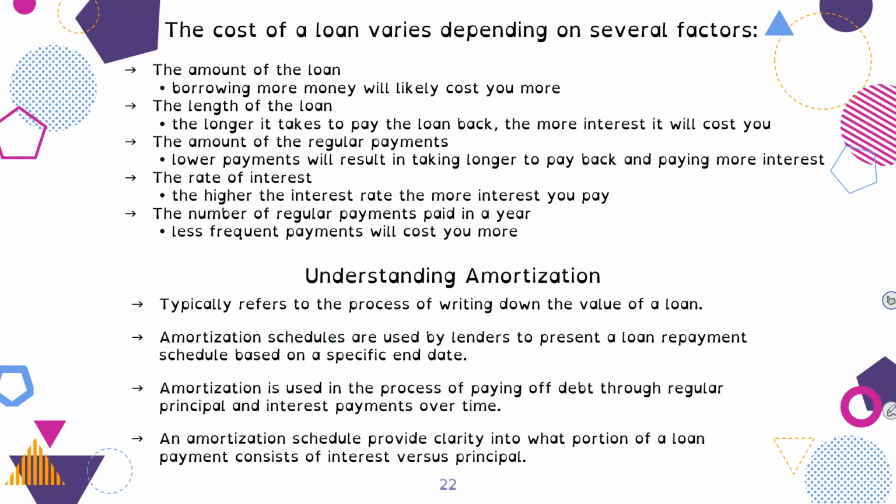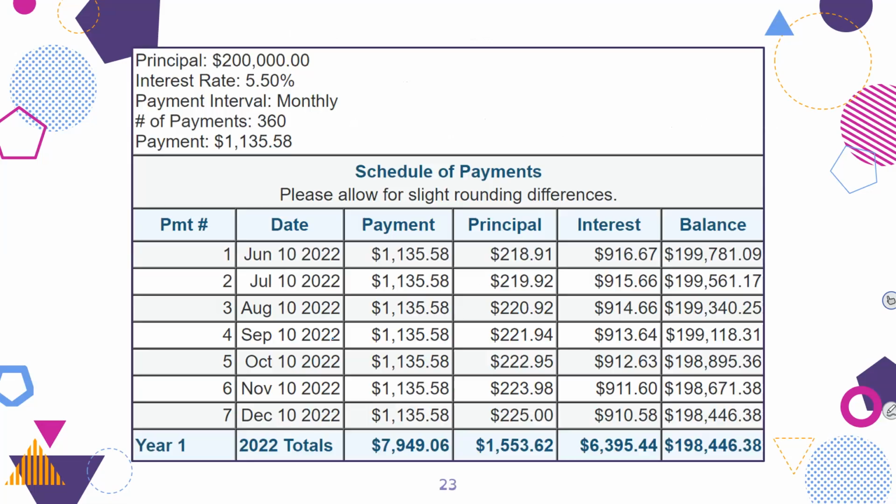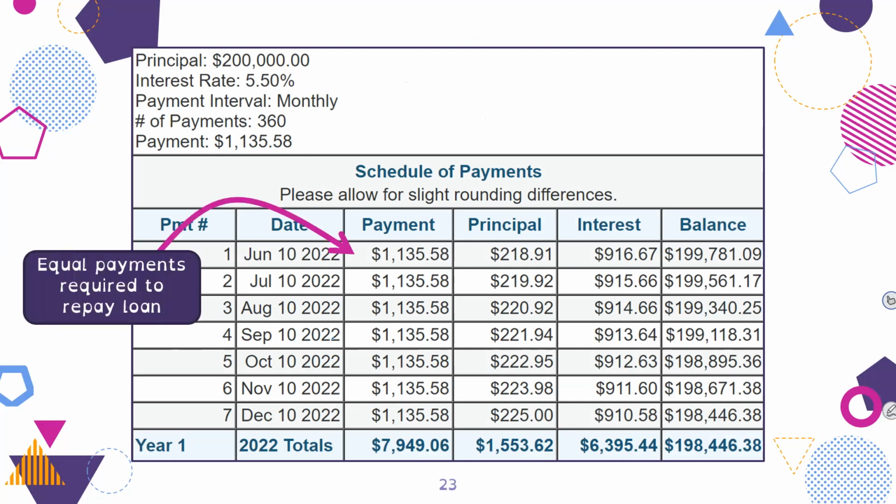So this is a little bit of a weird thing. Go back to lesson 12 and check it out if you're not quite sure what amortization schedules mean. This is an example of one. So here we see the equal payments that we will pay every month. They list that amount. So the payment, $1,135.58, is what you as the borrower are paying every month.